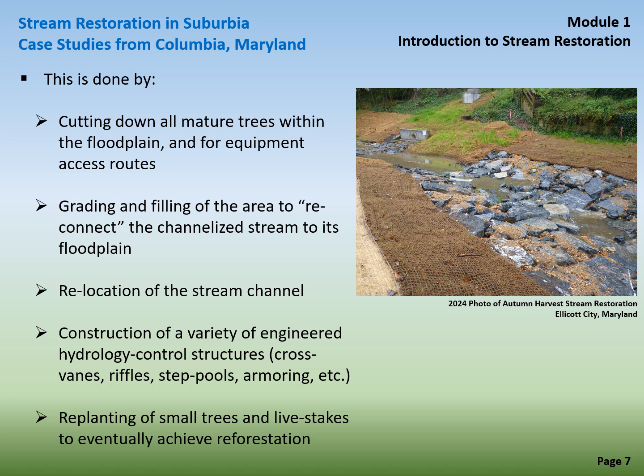So they will construct a variety of engineered hydrology control structures, cross veins, riffles, step pools, to try to slow the water down and reduce erosion. They will armor the stream banks, as you can see here in the photo, again to try to stop erosion. And then once all this is done, they will go back out to the floodplain and replant small trees and live stakes to eventually try to achieve reforestation of the area where they've cut down all the trees.